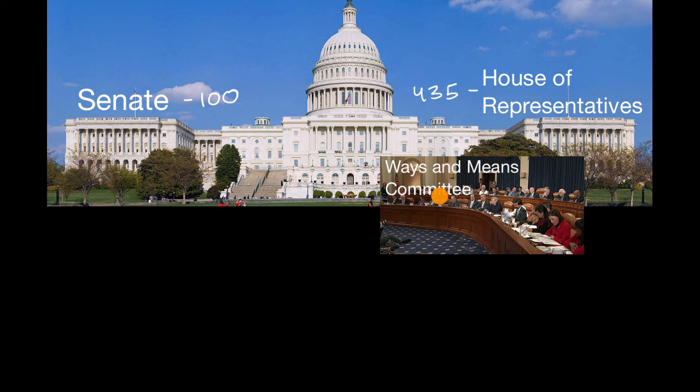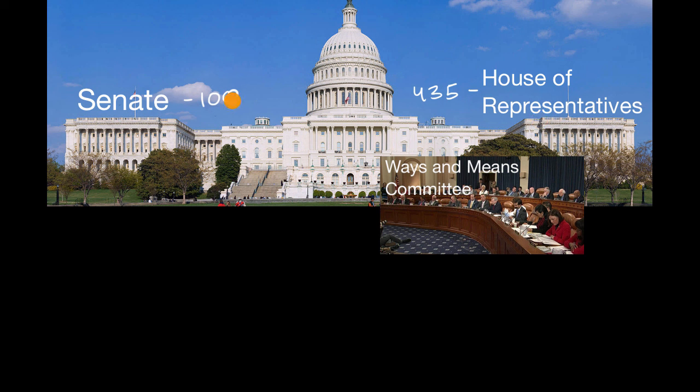Now, why is this important? What is a Ways and Means? This is the committee that first considers legislation around taxation. So it's the ways and means by which the government can actually fund itself. And so you can imagine this is very, very powerful. Who gets taxed? By how much? How much revenue is actually coming in? What will that do to the economy? And this is a committee that's very specific to the House of Representatives.